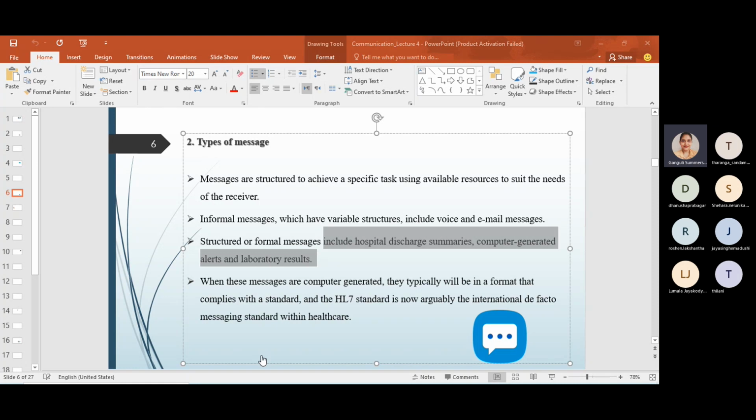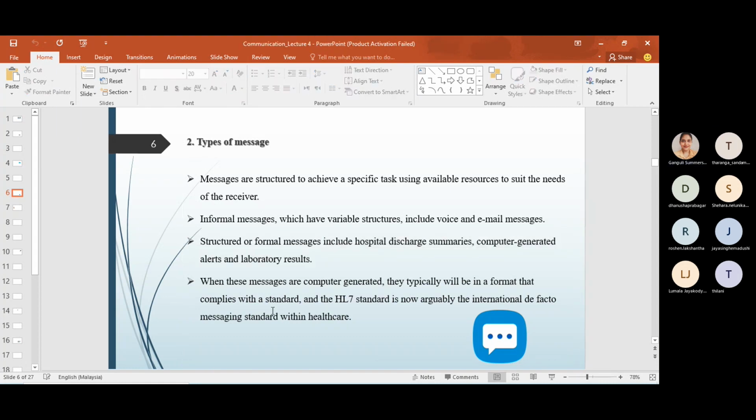So this standard is called the HL7 standard. Let me explain what the HL7 standard is. Let me go back to this slide. HL7 is the most widely used standard within healthcare in today's generation. So what is the HL7 standard now?